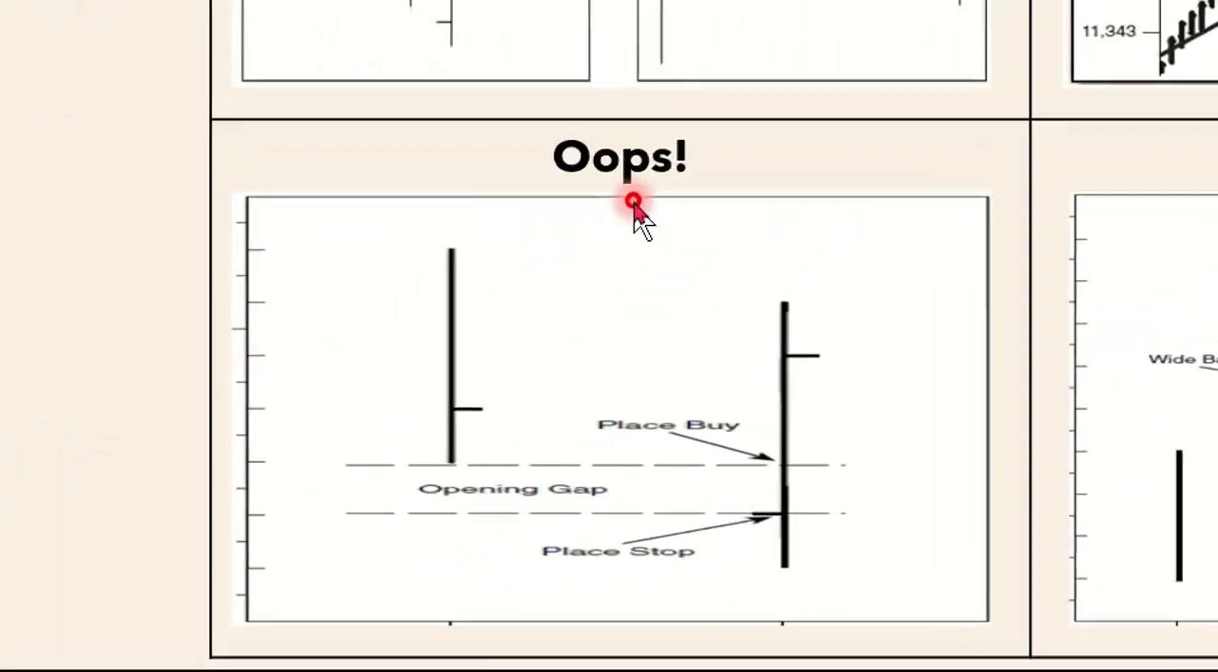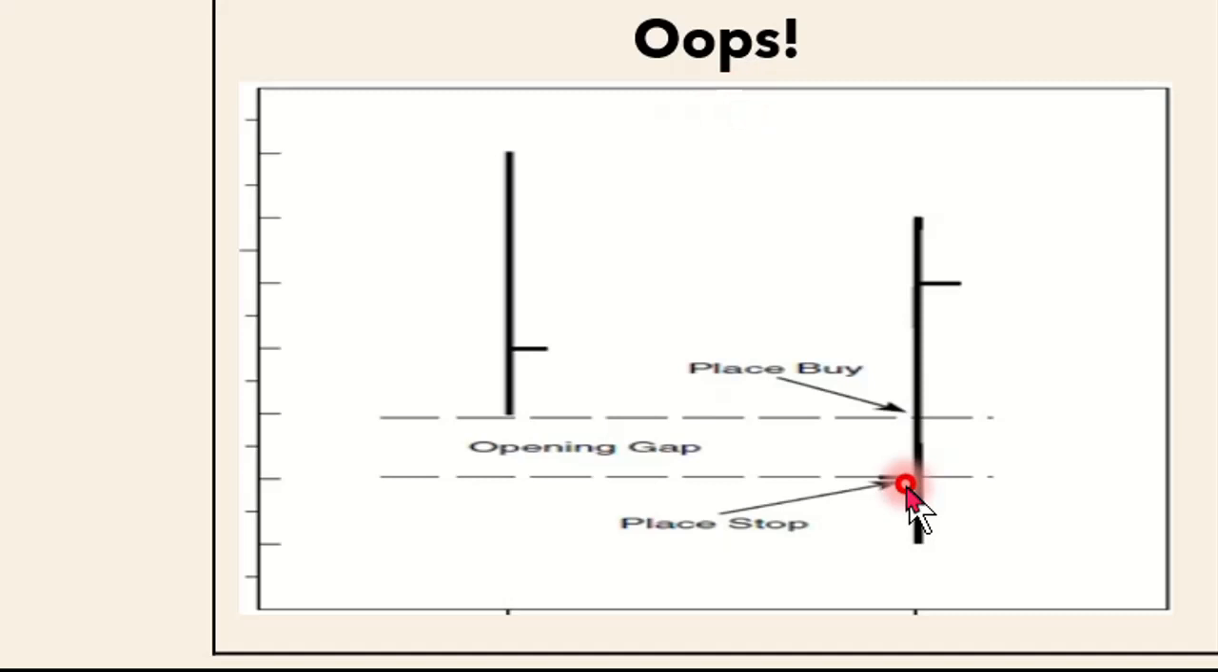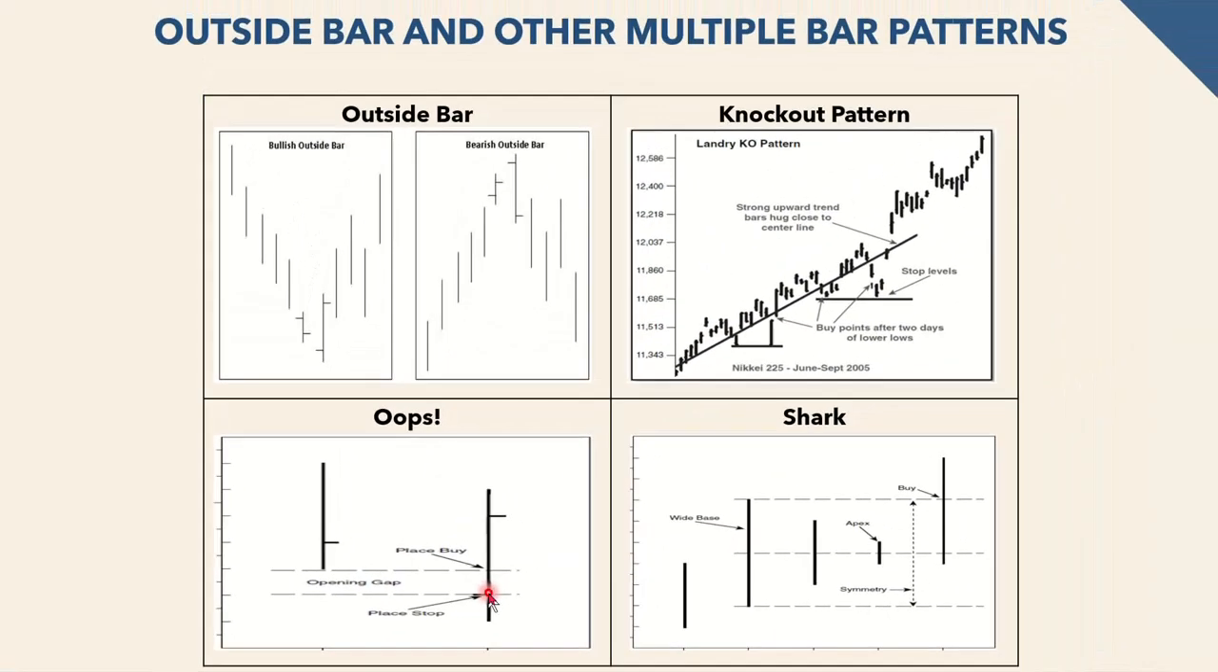This is the oops pattern. The opening price on today's bar is outside the previous day's range. Stock opens today at a price below yesterday's range. A buy stop is then placed just inside yesterday's range, or the first day's low, in case the market closes the gap, indicating a reversal. Sell stop near the second day's opening.